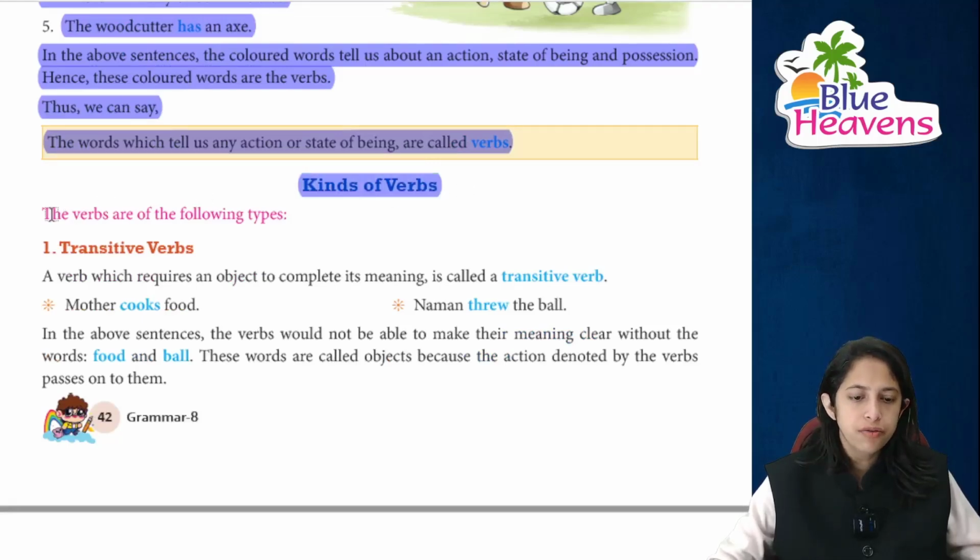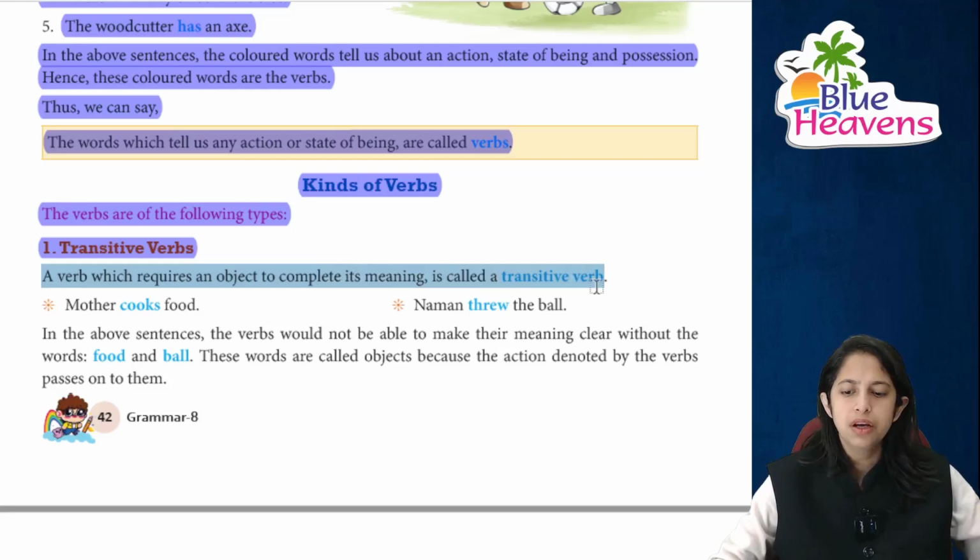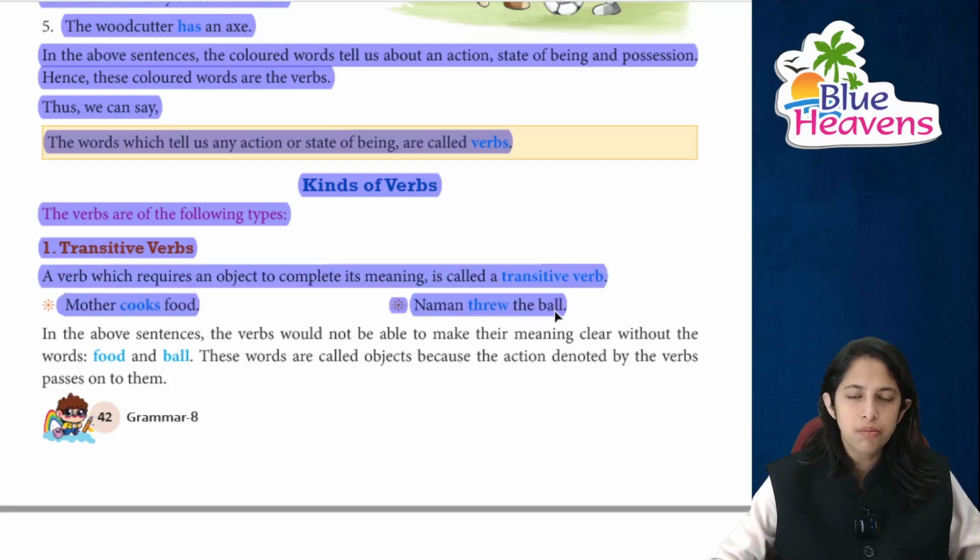Moving on to the kinds of verb. Verbs are of following types. First is of transitive verbs. A verb which requires a subject, which requires an object जिसमें object चाहिए होता है to complete its meaning इसको हम transitive verb बोलते हैं. The mother cooks food, right? Naman threw the ball, right?